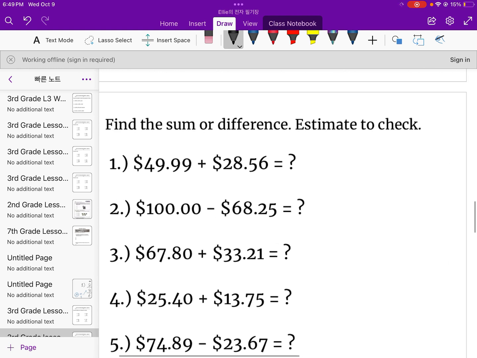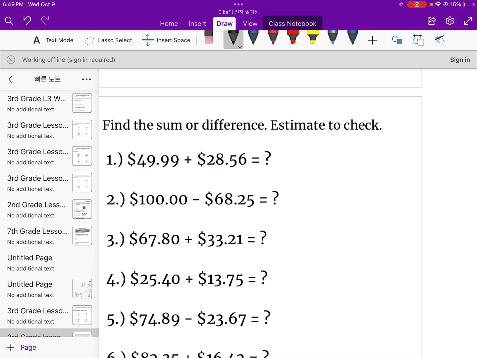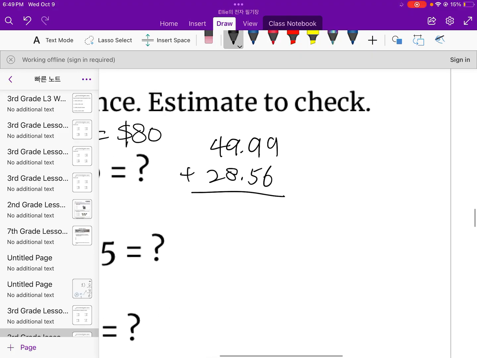So we're just gonna find the sum or difference. This case is sum. So I'll just say for estimate, we'll put it as like $50 and we put it as $30. So I'll estimate as like $80. And when we actually solve it, it's gonna be like this. Make sure to match the decimal places or you're gonna get it wrong.